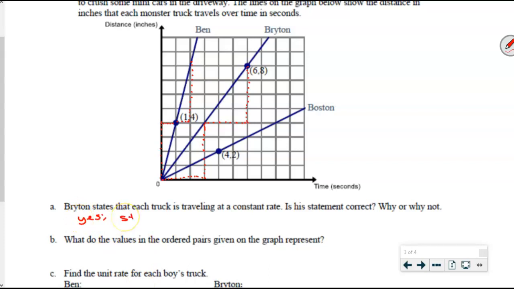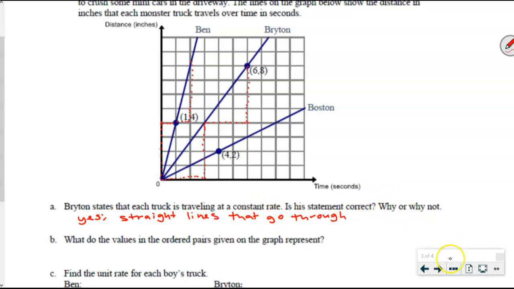They're straight lines, and they're straight lines that go through the origin. So that means they have that constant rate. But I want to focus on the part that the constant rate part happens because of that slope.